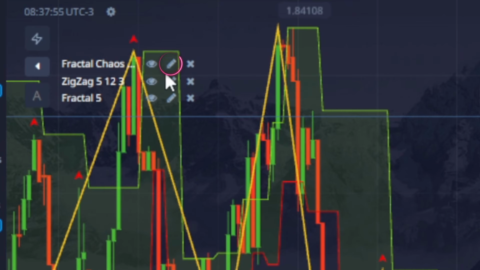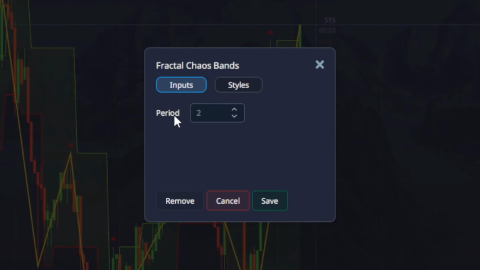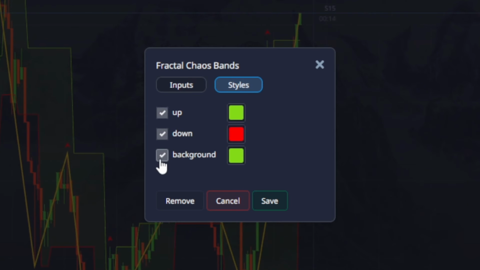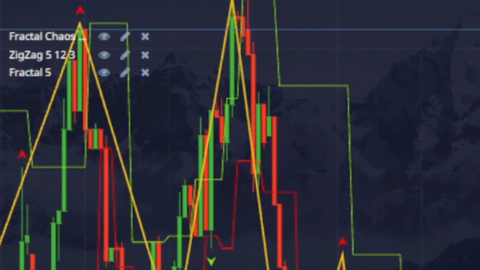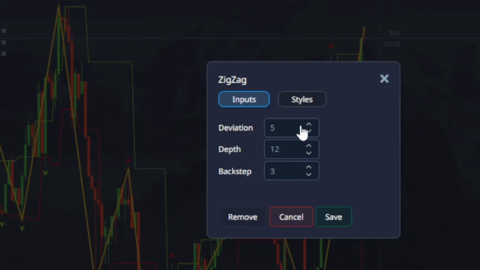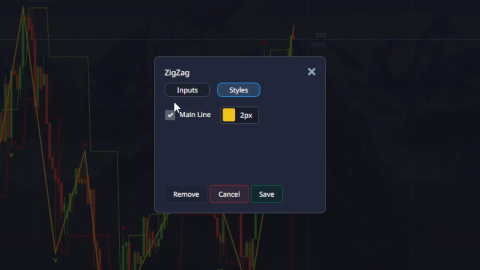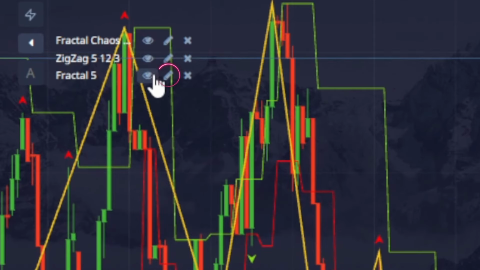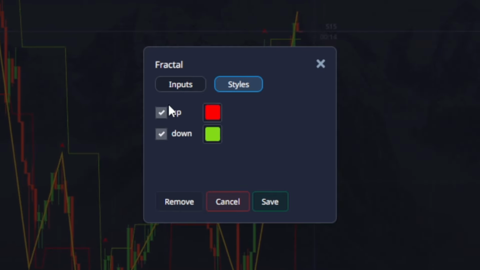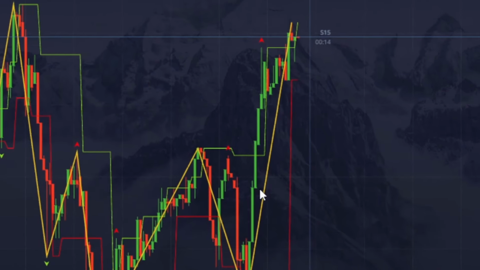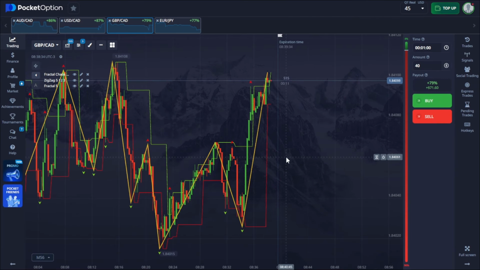So the first one, the fractal chaos, we're gonna use configuration 2 on period. That's simple. The color is up to you if you want to use the same or not. The second one, zigzag. Okay, 5, 12, and 3. Alright, so fractal, the last one, we're gonna use 5 on periods. The color is up to you, but I recommend you use the same color. That will be easier for you. So don't forget about that. It's red is down and green up, so pay attention to that one.